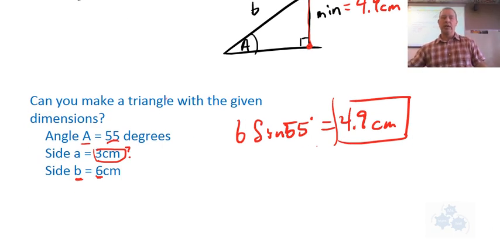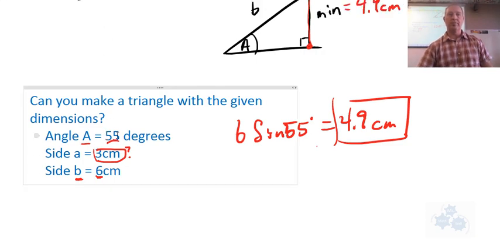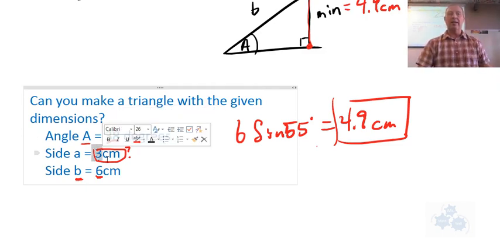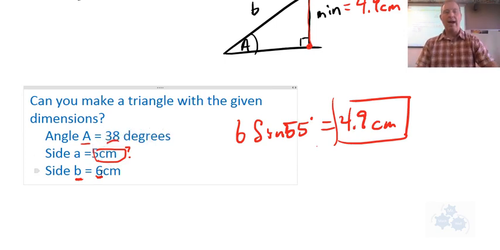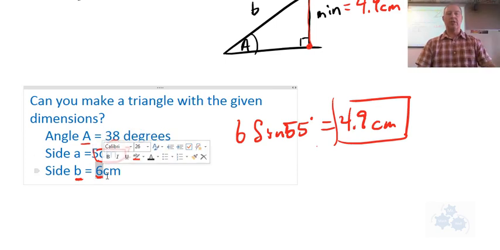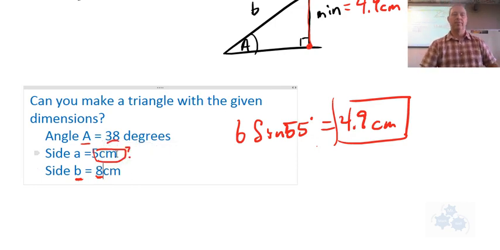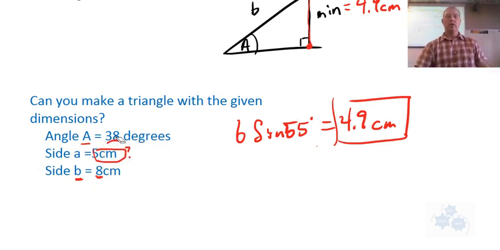So for example, let's do another example. I'm just going to alter this a little bit. So let's say we have 38 degrees here. Let's say that opposite side is not 3 anymore, but let's say it's 5. And let's say the original side here is 8. Okay, so you can write this down for example 2 if you want.